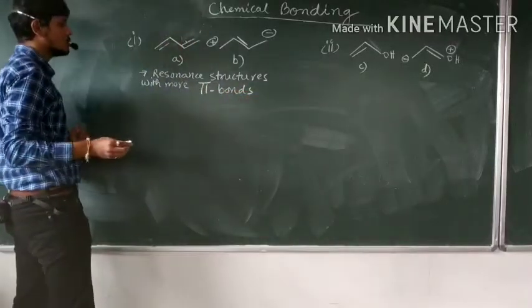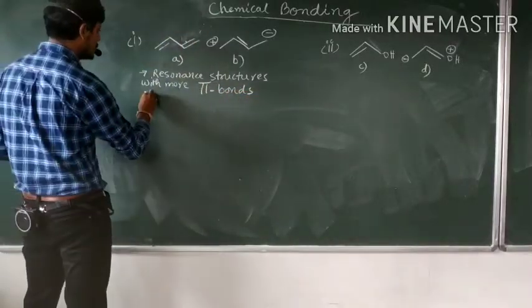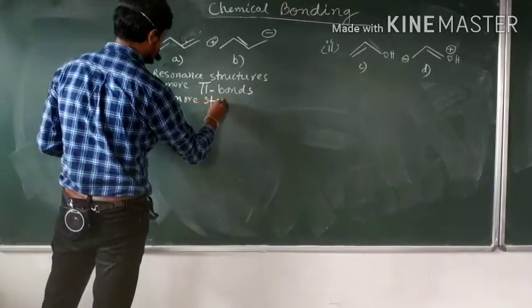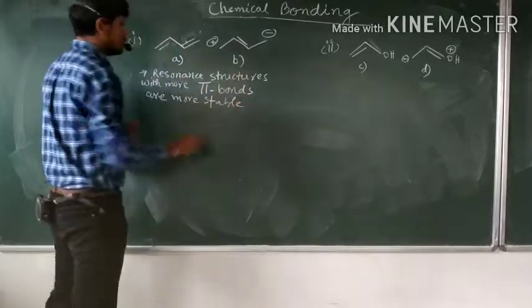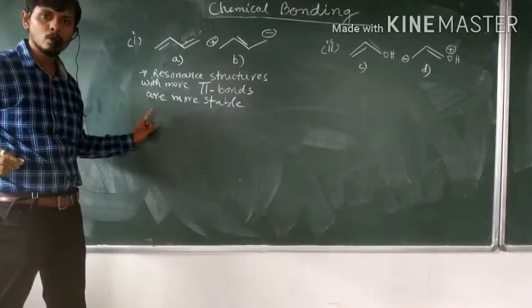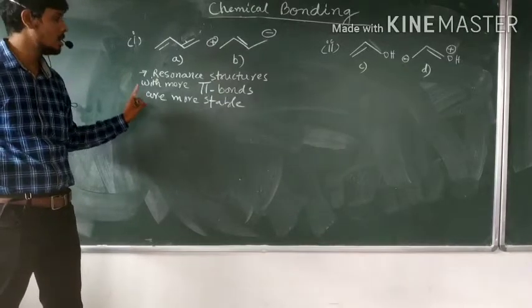Resonance structures with more pi bonds are more stable. This is the first rule. Resonance structures with more pi bonds are more stable.